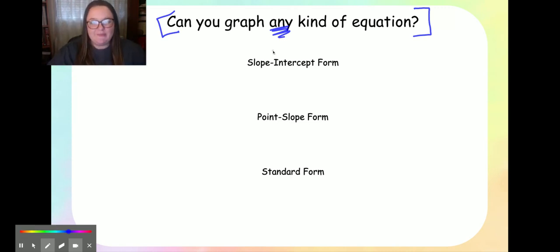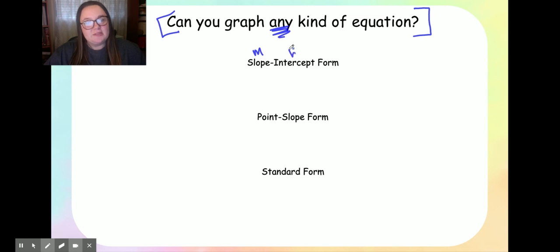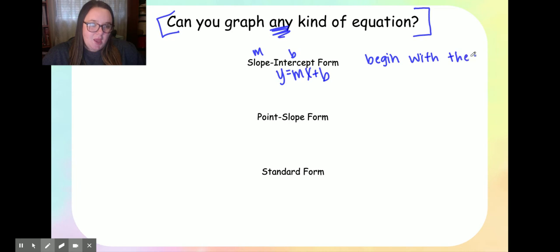So, like I said, we're going to get started with slope-intercept form. And remember, slope-intercept means that it has an M and the intercept is B. So that must mean slope-intercept form is y equals mx plus b, right? We can graph those. If we know what the m is and the b is, we begin with the b. I'm going to write this out. Begin with the b. Right, we make that point on the y-axis.